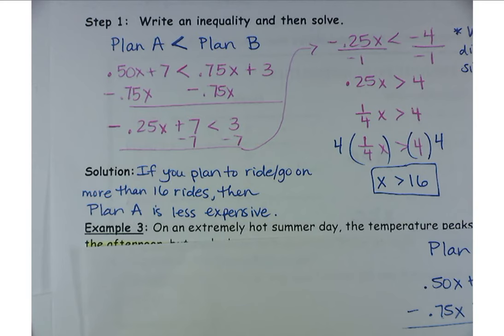Is there another way that you guys could say that? What's another way to say more than 16 for this? 17 or more. Yeah, 17 or more, right? So if you plan to ride 17 or more rides, Plan A is gonna be less expensive, right? Because you can't ride partially. Unless it gets stuck, and then I'll pray for you.